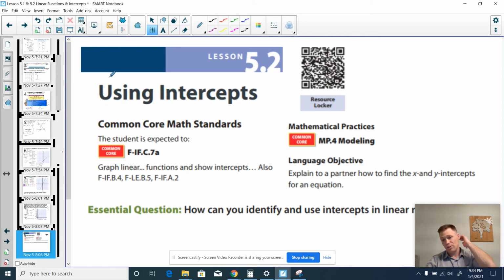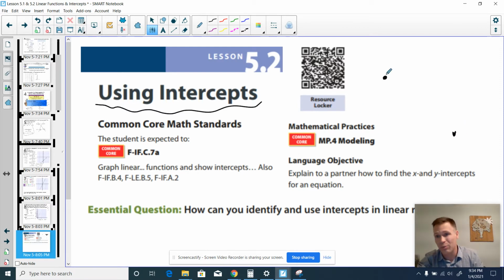One thing you're probably noticing is that takes kind of a lot of work, okay? So in 5.2, we are going to learn about using the intercepts method. Now the intercepts method helps us graphing because we only have to graph 2 points. Think about it. If I have a point here and I want to make a line, all I need is one other point to go through in order to draw a line.